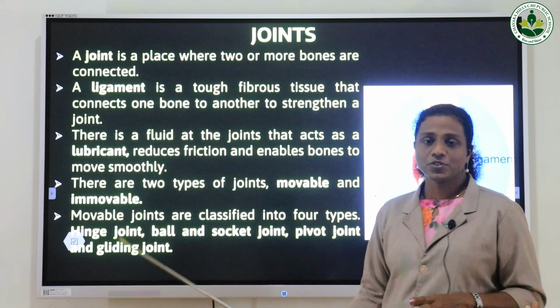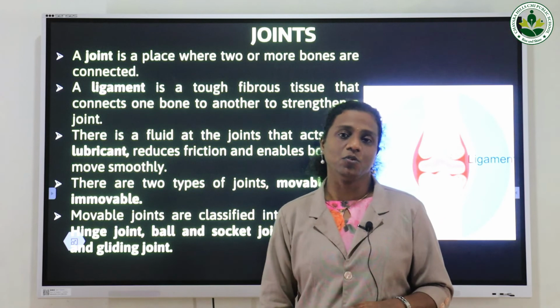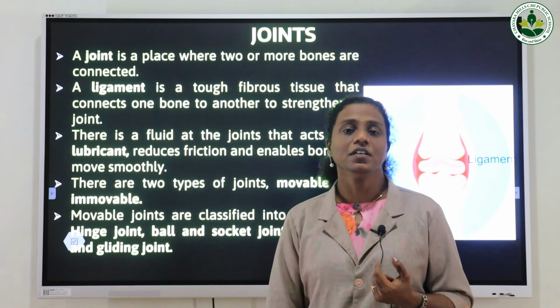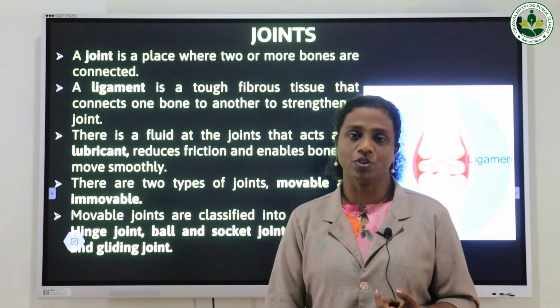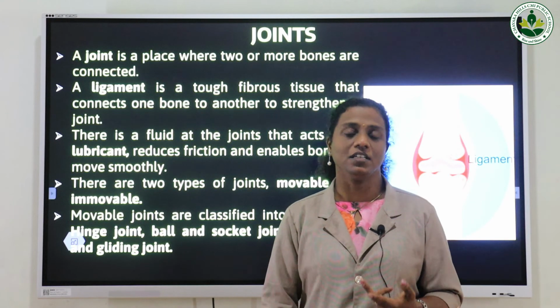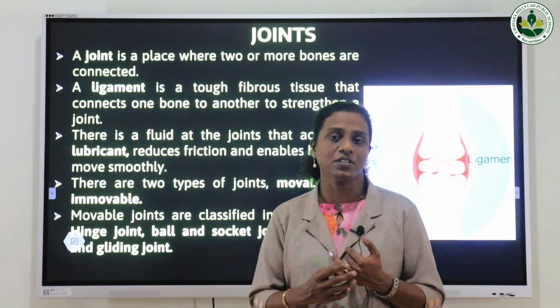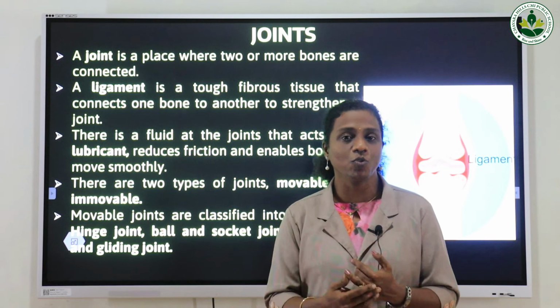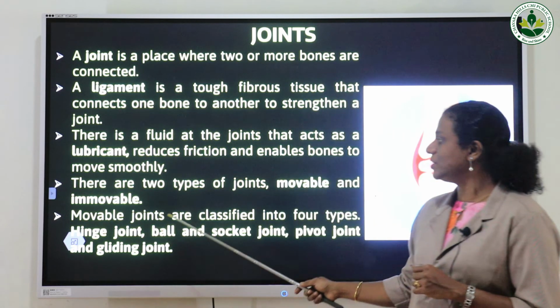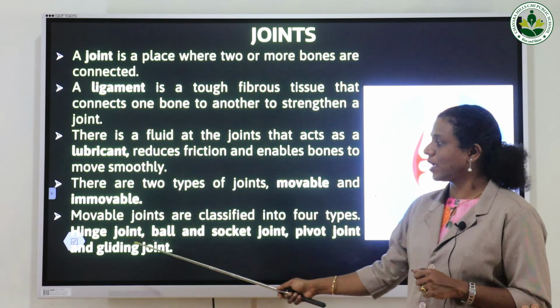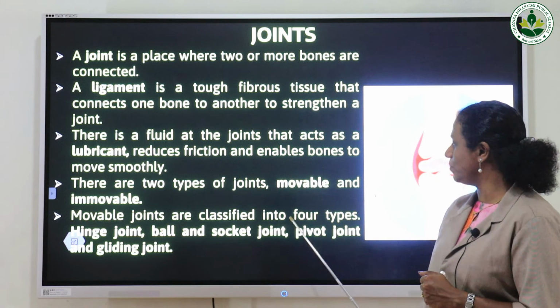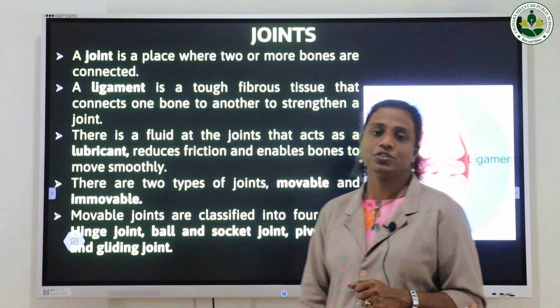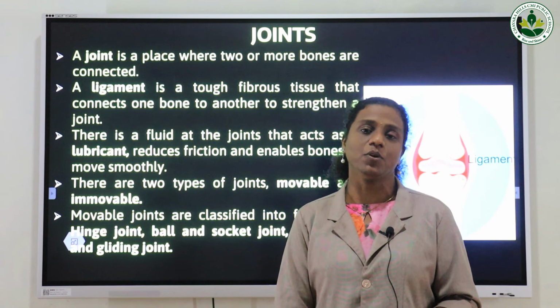Then 2 types of joints are there, movable and immovable. So you can expect another question: how many kinds of joints are there? 2 types. Which are they? Movable and immovable. In this chapter we studied about movable joints. Which are the movable joints? Four types: hinge joint, ball and socket joint, pivot joint and gliding joint. Each joint is very important.